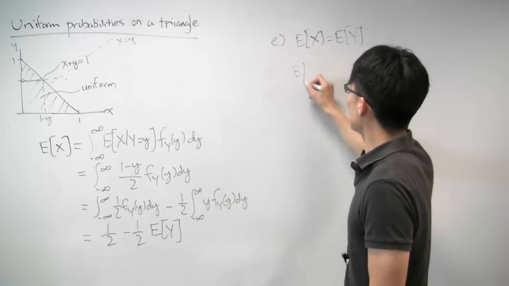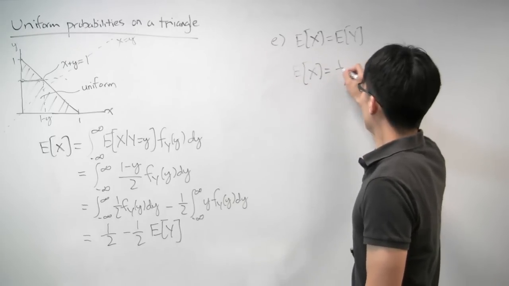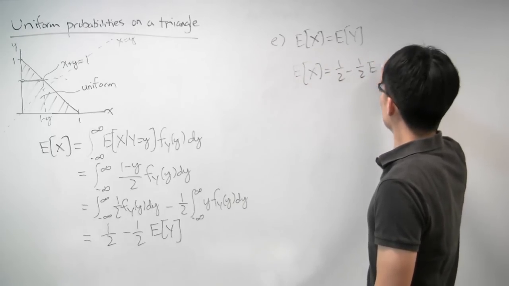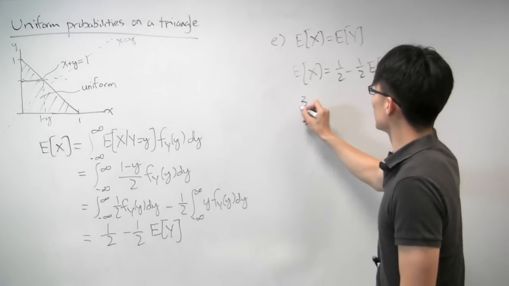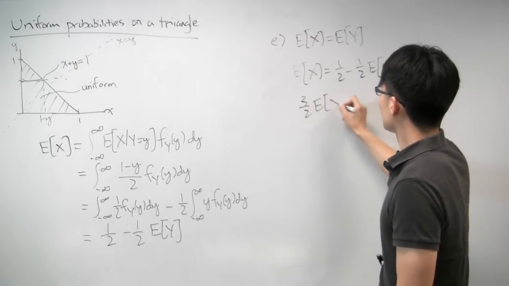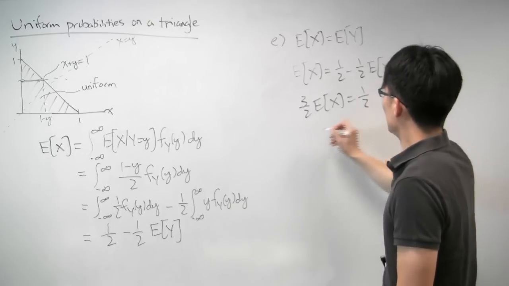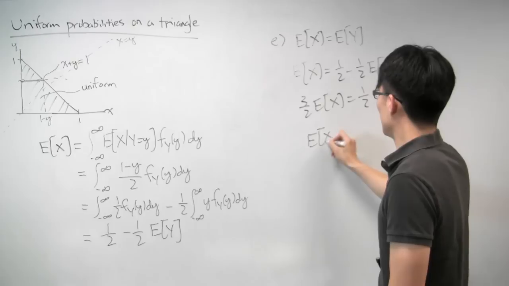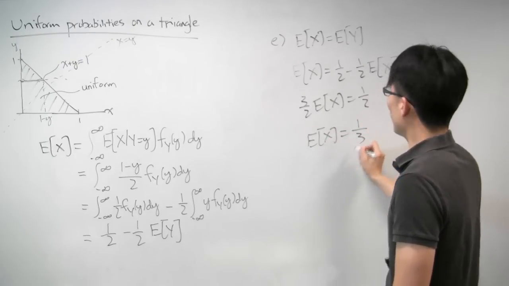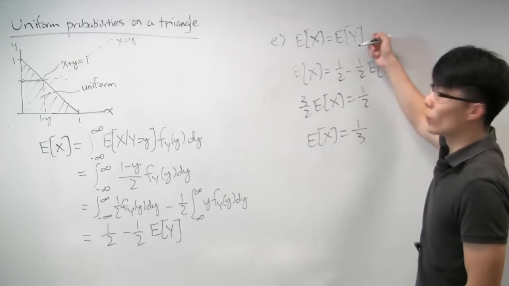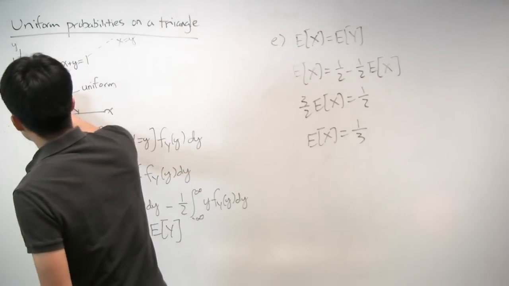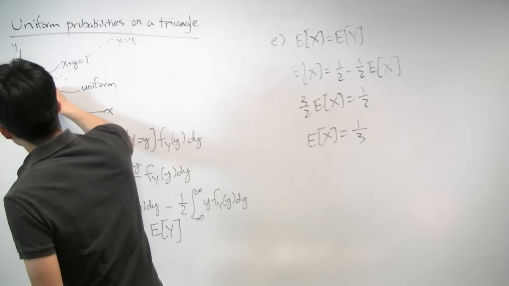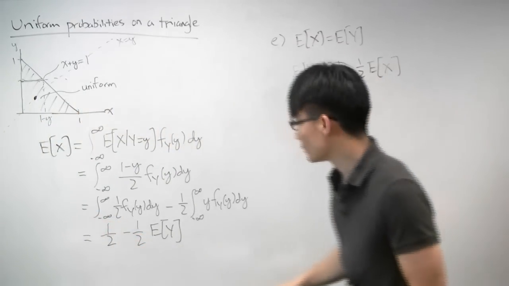So expectation of x is 1/2 minus 1/2 expectation of x. And so we have 3/2 expectation of x equals 1/2. So expectation of x equals 1/3. And of course, expectation of y is also 1/3. And so it turns out that the expectation is around there.